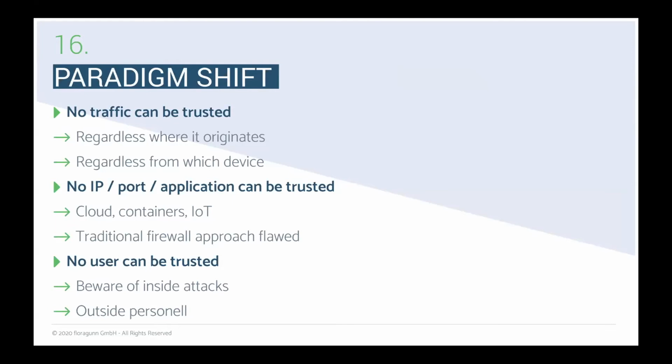Also, no application can be trusted anymore. No IP range can be trusted anymore. So the traditional firewall approaches based maybe on IP rules and ports and applications are flawed. And of course, no user can be trusted. This includes inside and outside personnel.